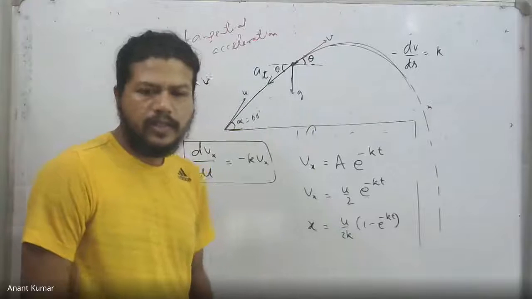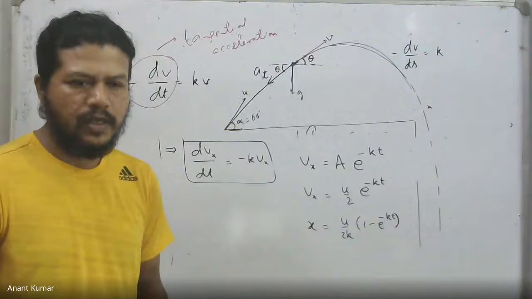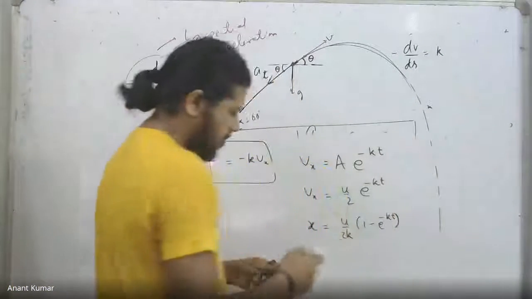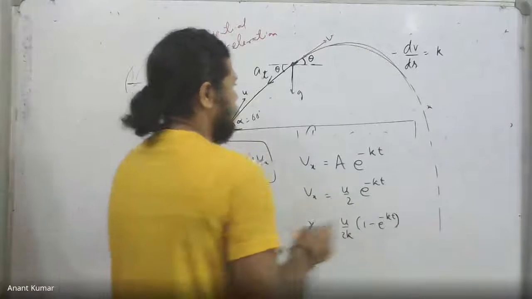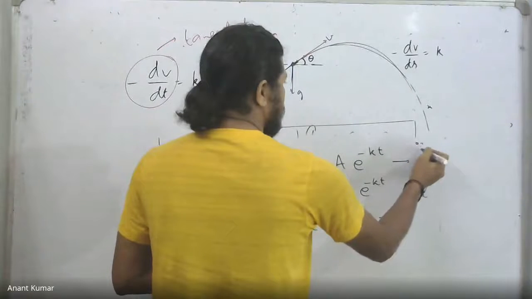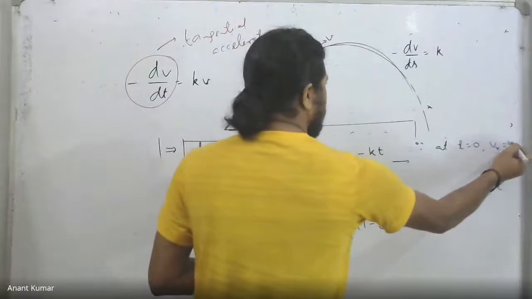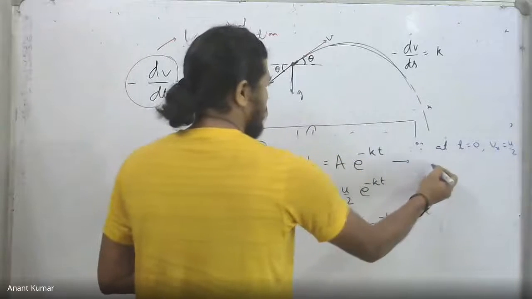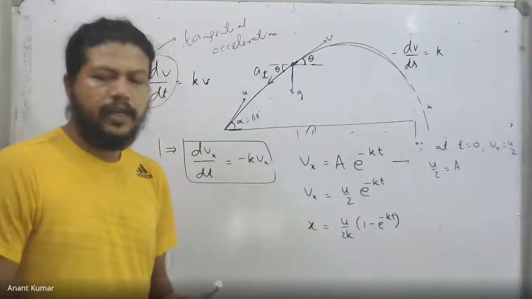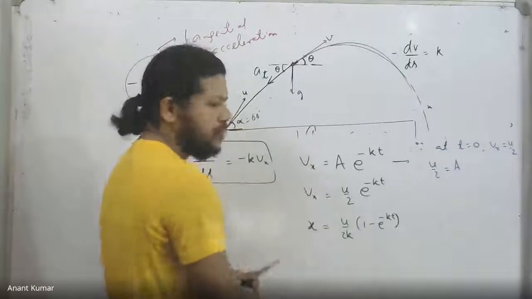I just put t equal to 0. I said that when t was 0, Vx was what? The initial x velocity was how much? It was u cos 60, u by 2. So what I did was use this information that at t equal to 0, Vx is u by 2. I put it in this equation to get u by 2 equal to A. That is what I have done. e raised to the power 0 is 1. And then I replaced that back into this equation.